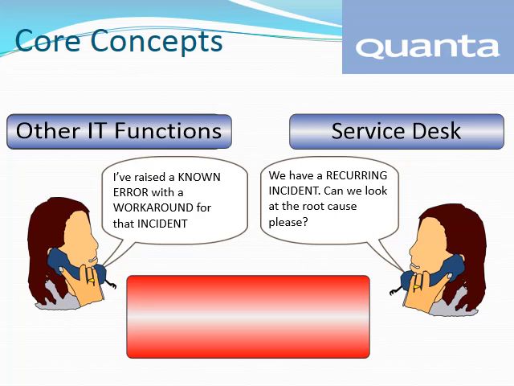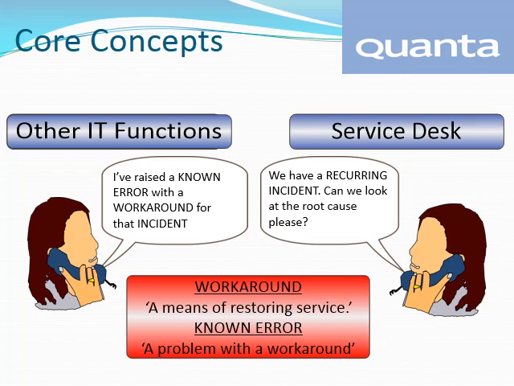In this case, the member of applications management or technical management has raised a known error. A known error is a problem which we actually have a workaround for. The workaround is a means by which we can restore service to the user, even if we don't actually know what the underlying cause is, or even if we haven't implemented a full fix. So because we've now got that workaround for the incident, service desk can now go back to the customer and say, we've got a workaround which will actually allow you to get going again, and we're going to look at the root cause.